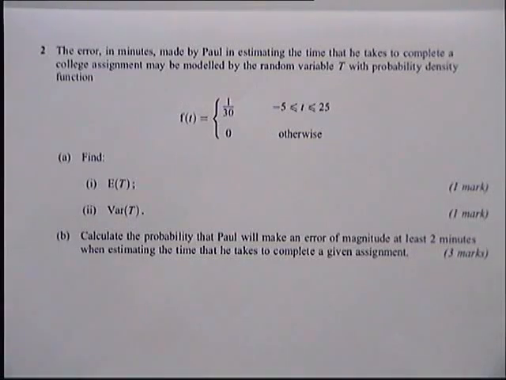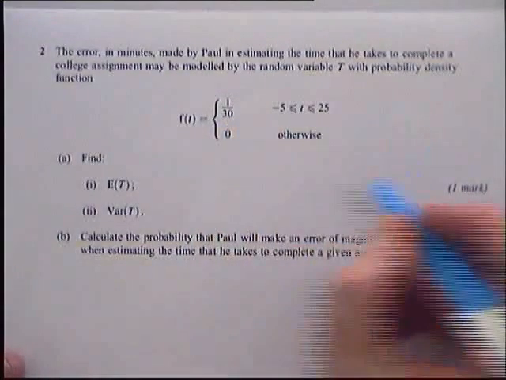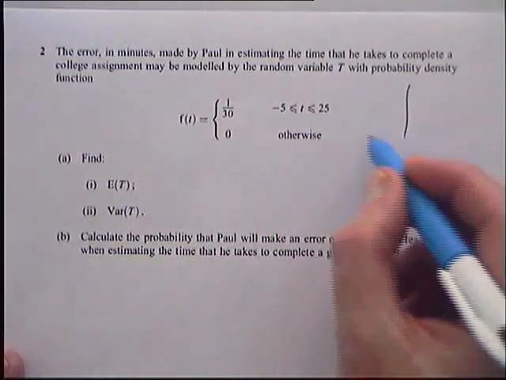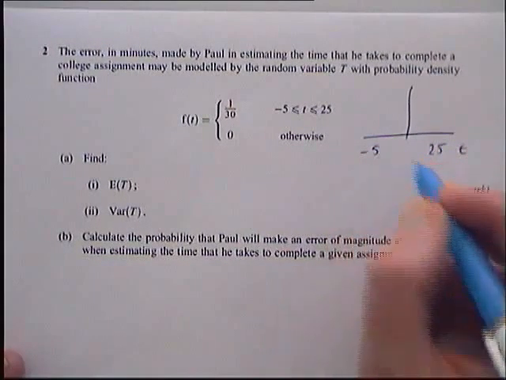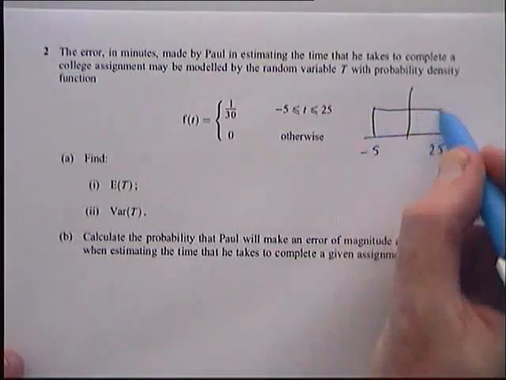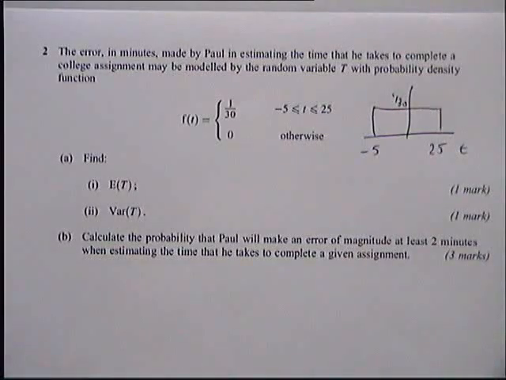Continuous random variable homework question 2. First off, what is the first thing you really need to spot in this question? Uniform, rectangular, whatever you want to call it. It's constant height everywhere. So if you do a sketch of this one, you've got t along the bottom going from minus 5 to 25, and everywhere between it the height is 1 over 30. It's a uniform distribution, rectangular distribution, whatever you want to call it.